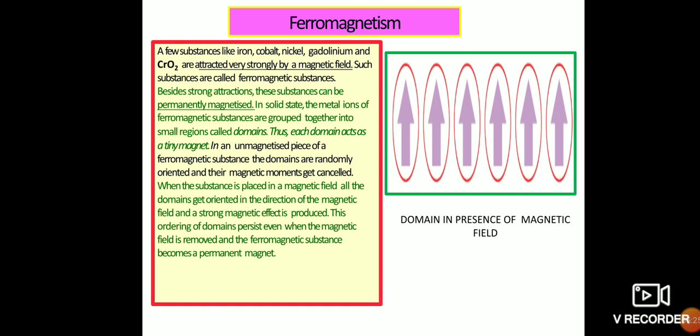In an unmagnetized piece of ferromagnetic substance, the domains are randomly oriented. When no external field is applied, the domains are arranged in a random manner. They are not properly arranged. Now when an external field is applied, their magnetic moments arrange themselves in the direction of the applied magnetic field, and hence they are strongly attracted. Even when the magnetic field is removed, these domains tend to remain in this ordered state of magnetic moment. So these become permanent magnets.